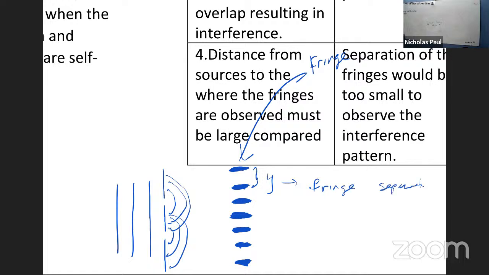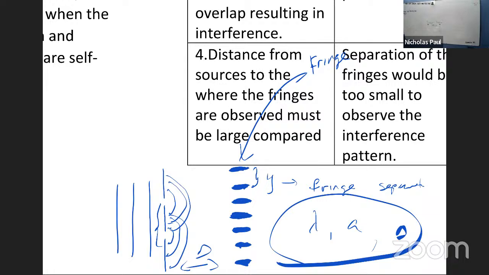What we are going to investigate is what are the factors that will affect Y. We talked about it in CSEC. Three things affect Y. Wavelength, very good. The width of the slits, how separated the slits are, and the source to screen distance. So those are the three factors that are going to affect Y.